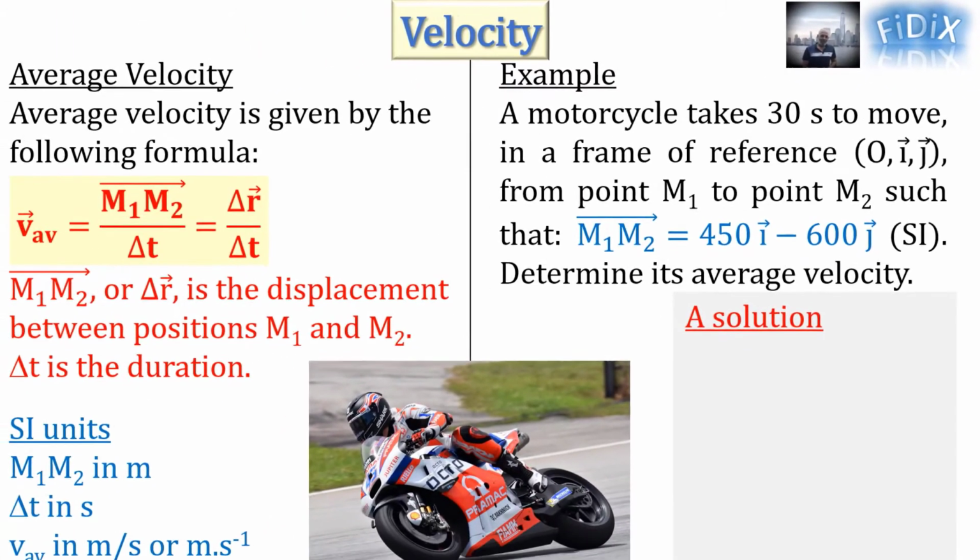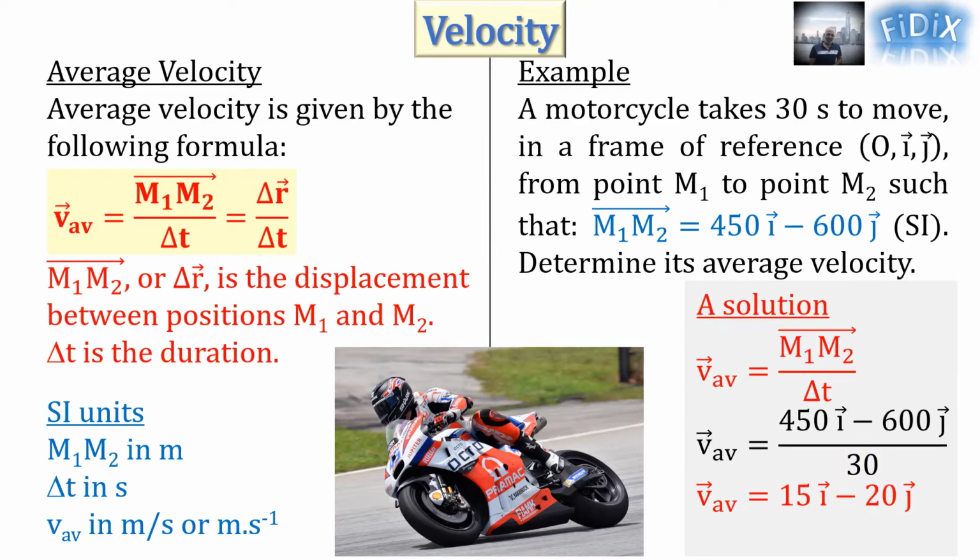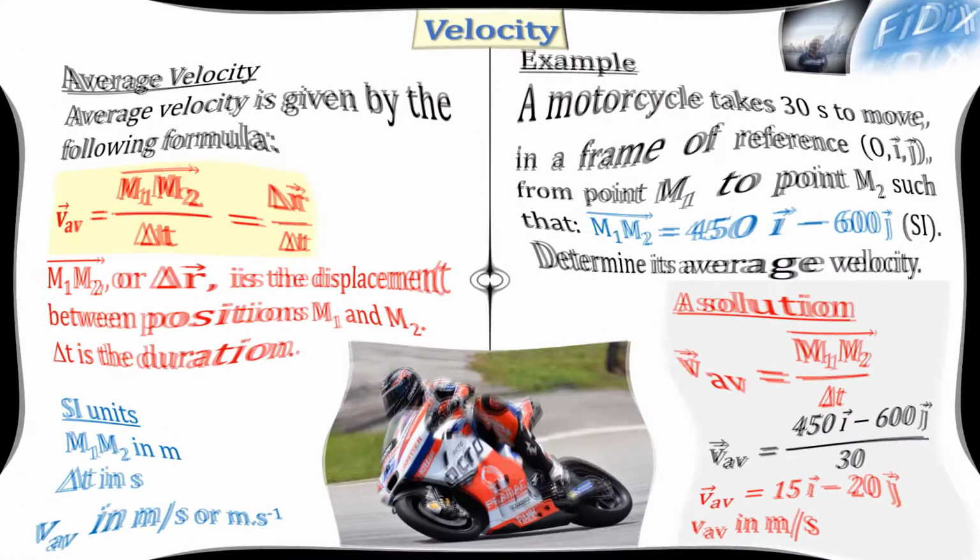To solve the problem, we start by writing the formula, then we replace M1M2 by its expression, and we divide by delta t equals 30 seconds in this case. And we get the average velocity with its magnitude in meters per second.